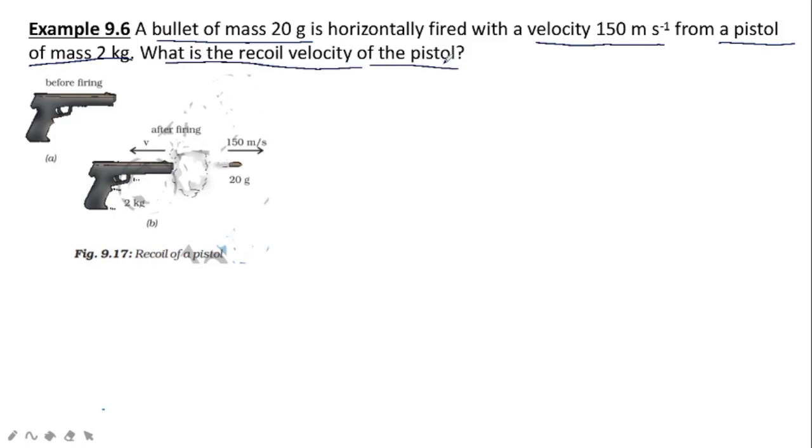Now we will take the mass of the bullet as m1 and mass of the pistol as m2, and then the initial velocities of the bullet as u1 and for the pistol it is u2, right? And then the final velocity of the bullet as v1 and the recoil velocity as v. Okay, so let us write the given data here first.